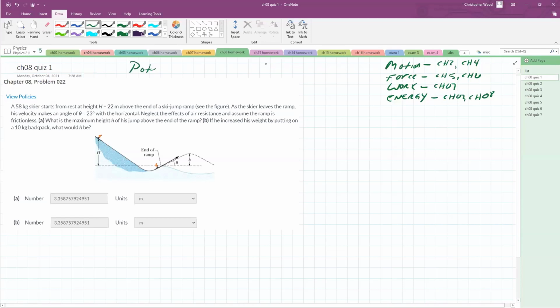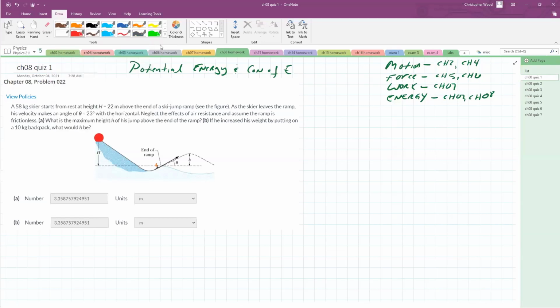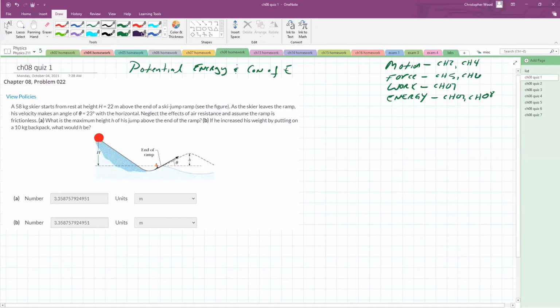You're skiing down a ski slope. This is you. You decide to go skiing. This is you on the slope. You go speeding down the slope, and then you go off this ramp. The question is, how high do you get? So the question mark here is, if this is the situation, what's that? It says, what is the maximum height, little h, of his jump above the end of the ramp? So this is what we're looking for right here. We're looking for that little h value.